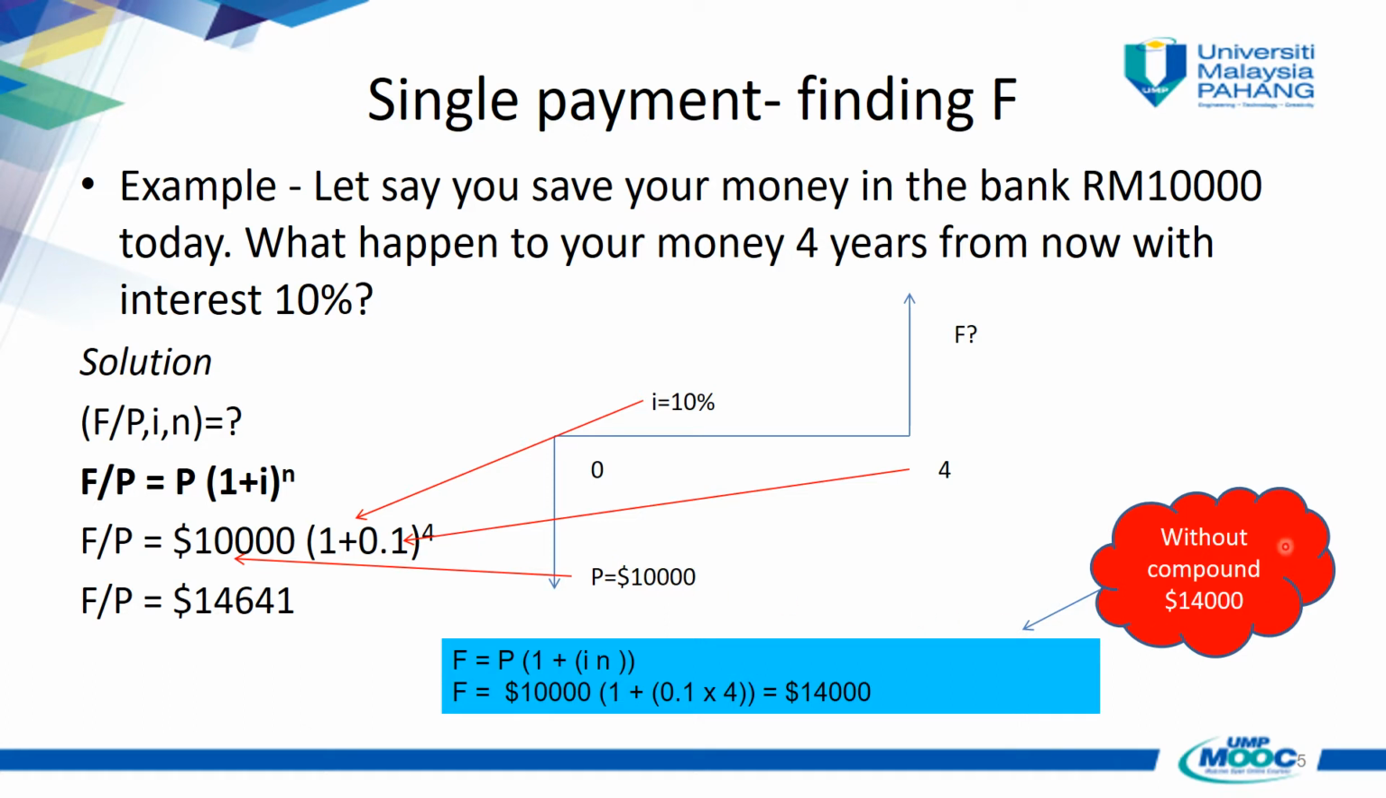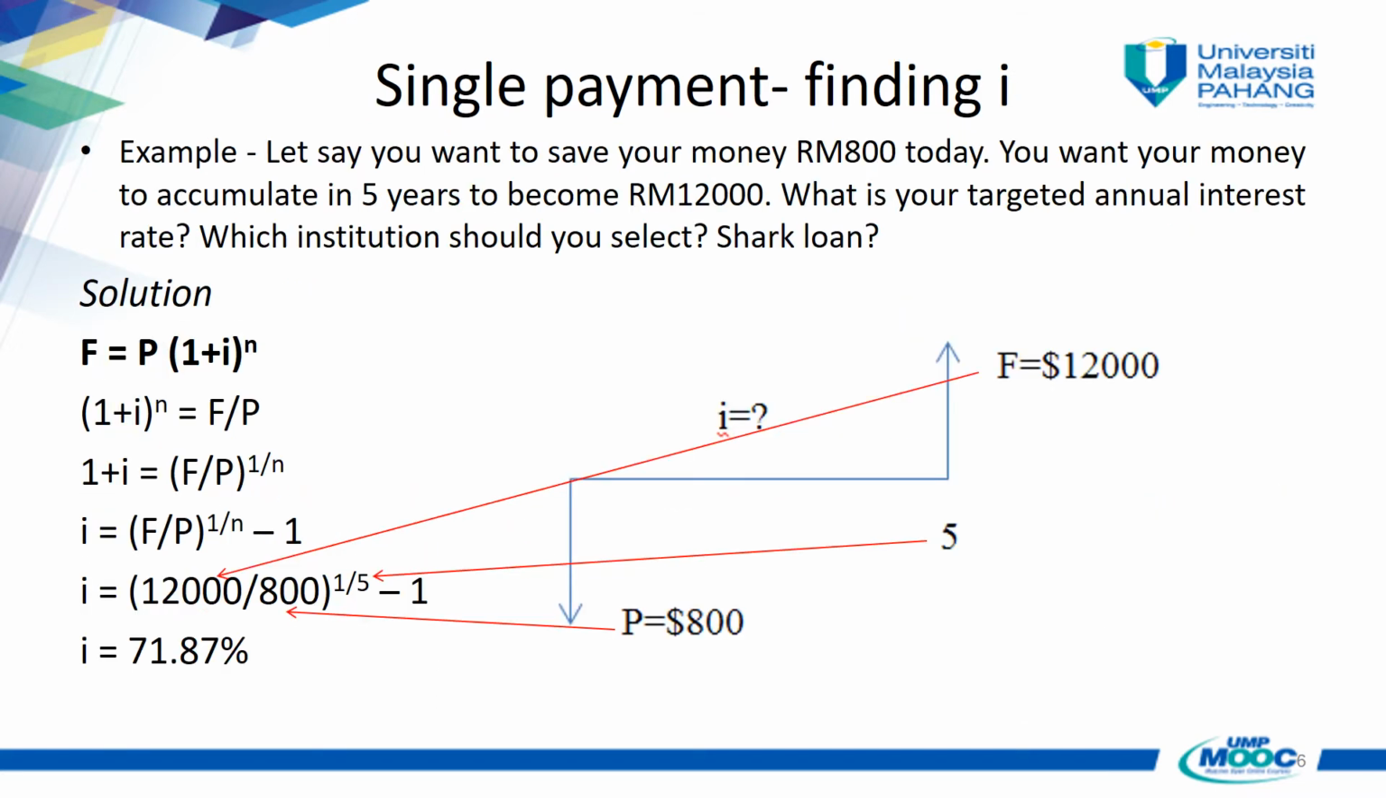And if we calculate without compounding, using simple interest, we will see that instead of 14,641, our money is only 14,000 ringgit. A clear difference in 4 years. By using a single payment, we can also find an i value.